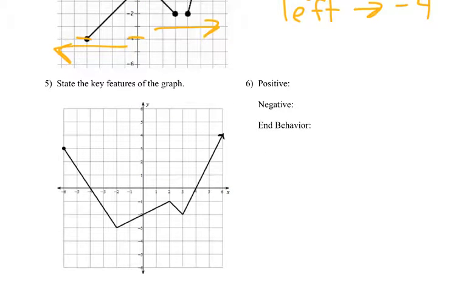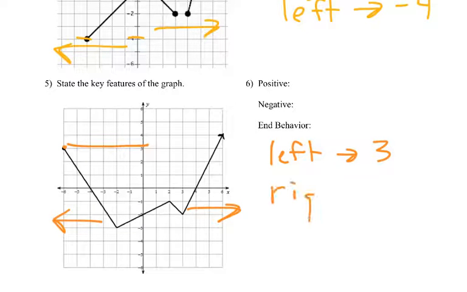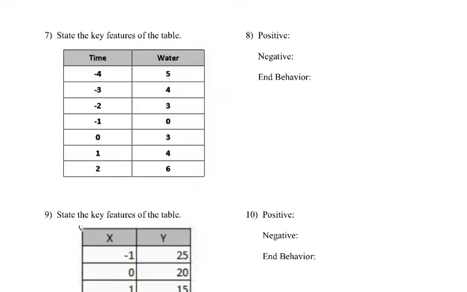Number 5, as it goes left, it's going to that, which is positive 3. So left goes to positive 3. As it goes right, now this one, because we have the arrow, this one keeps going. So it's going up, which we call positive infinity. And that's all there really is to end behavior.